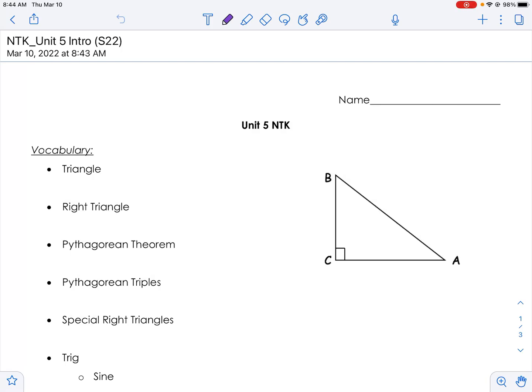Good morning or good afternoon, it's Miss Bauer here, and today we're going to talk about everything that you need to know, that's what NTK stands for, that's going to help you be successful in Unit 5.